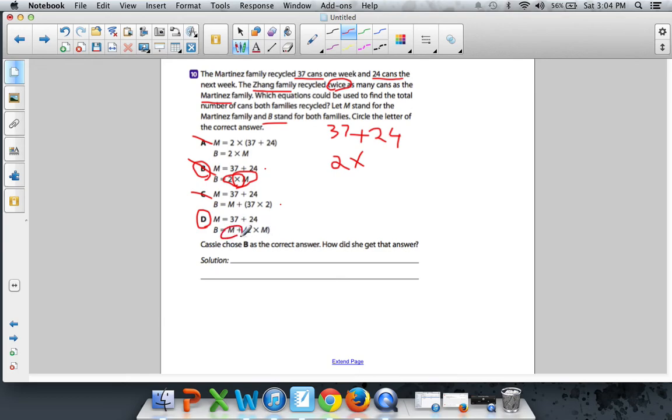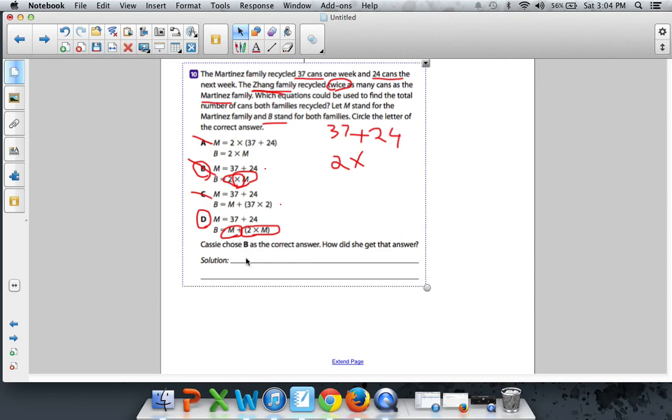This is the Martinez family, and this is the Zhang family. And you might think, what are you talking about? That's the Zhang family. There's no Z there for Zhang. But remember, the Zhang family is twice as many as the Martinez family. So 2 times M, that's what the Zhang family is. So B is not correct. And what a clever problem for making us think about it right down here in the writing portion.